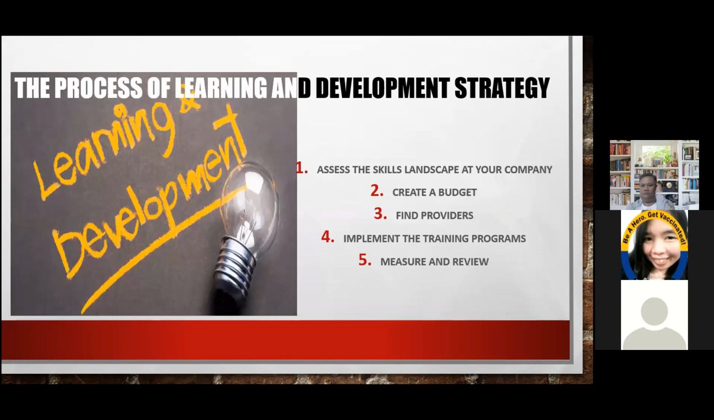Next, the process of learning and development strategy. Number one is assess the skills landscape at your company, then create a budget, find providers, implement the training programs, measure and review.